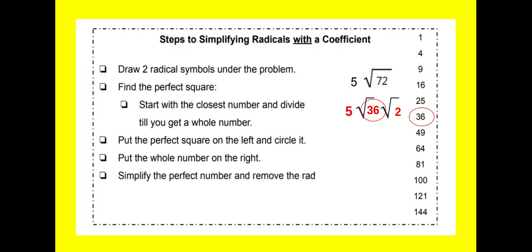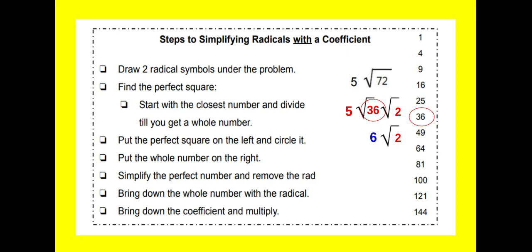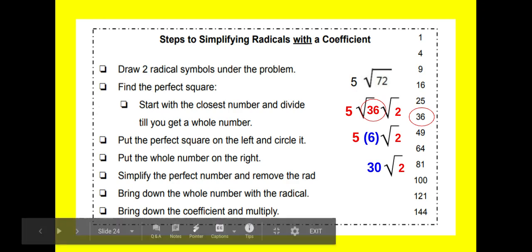Now, what we're going to do is plug radical 36 into our calculator to remove the radical sign, and we get 6. Then we're going to bring down the radical 2, bring down the whole number, the coefficient of 5, and lastly multiply that with the 6. And our final answer will be 30 radical 2. So that's all we're doing today, we're just taking one step further.